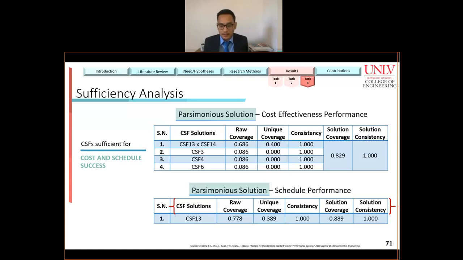Unlike consistency, the fact that the configuration coverage is low does not imply less relevance. In cases where a result occurs because of multiple causal configurations, which is a characteristic of the QCA analysis, a single configuration can have low coverage, but nevertheless be useful to explain a set of results or outcomes. For the cost effectiveness analysis, we see that a combination of CSF 13 and CSF 14 is a sufficient condition to help improve cost performance. Also, CSF 3, 4, and 6 are sufficient for cost success. For schedule, we see that CSF 13 is a sufficient condition to help improve schedule performance.